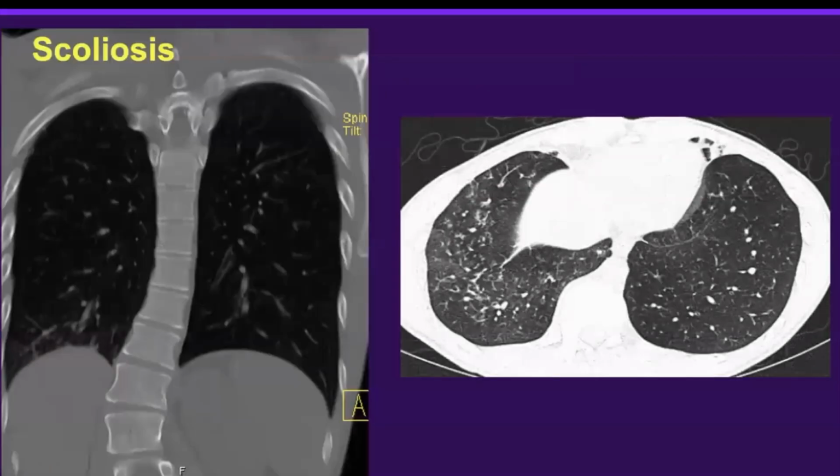Scoliosis is associated with NTM, and here we can see on the coronal imaging nicely the scoliosis, and there are tree and bud nodules in this individual in addition to mosaic perfusion related to air trapping.